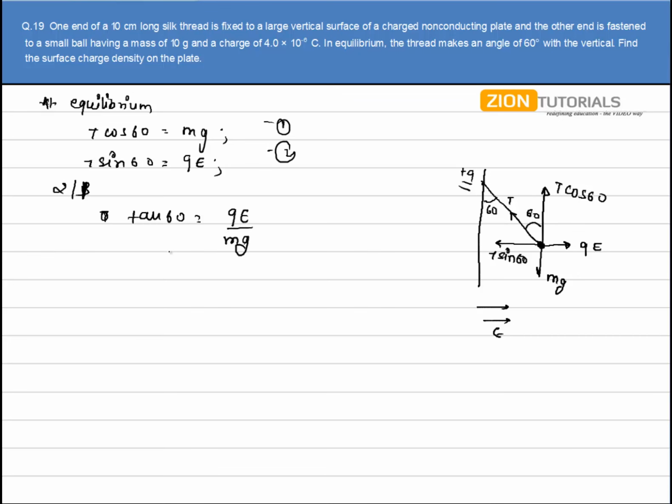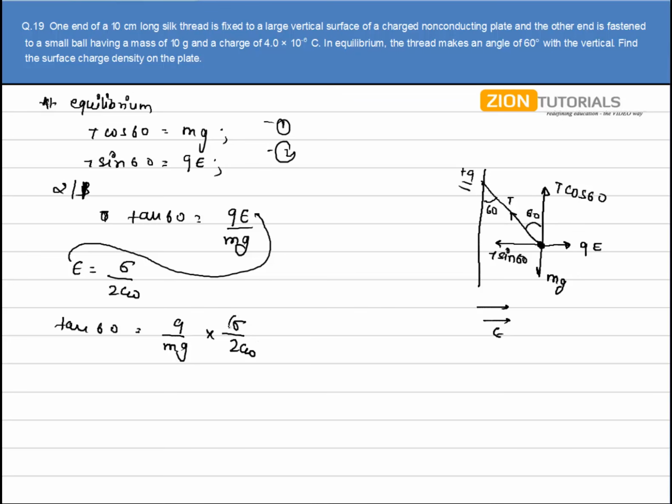Fine. Now moving further, we know that electric field due to a long charged non-conducting plate is given by sigma by 2 epsilon naught, where sigma is the surface charge density of the non-conducting plate. So I substitute this electric field over here, so I can write tan 60 is equal to Q by mg into sigma by 2 epsilon naught.